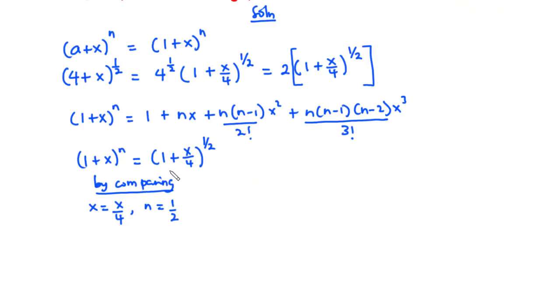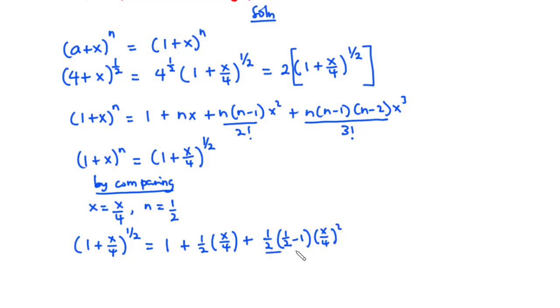So now let's find the expansion of 1 plus x over 4 exponent 1 over 2. So this is equal to, we have 1 plus n, which is 1 over 2, so 1 over 2 times x, which is x over 4, plus 1 over 2 times 1 over 2 minus 1 times x over 4 squared over 2 factorial, plus 1 over 2 times 1 over 2 minus 1 times 1 over 2 minus 2 times x over 4 cubed, all over 3 factorial.